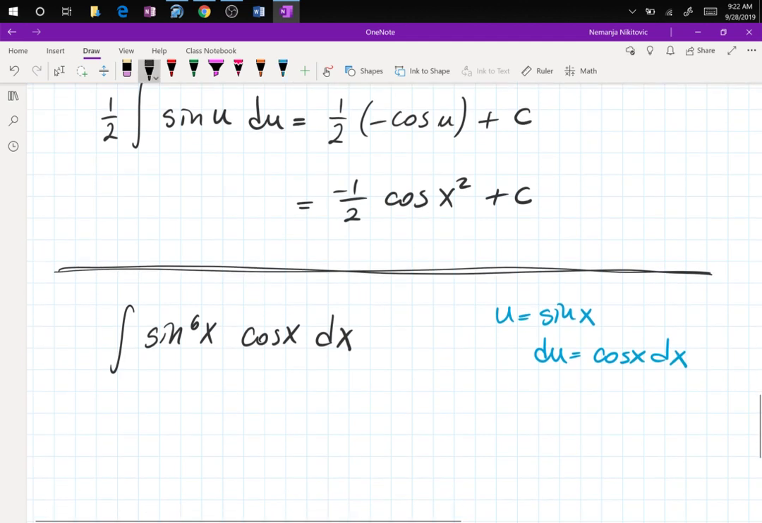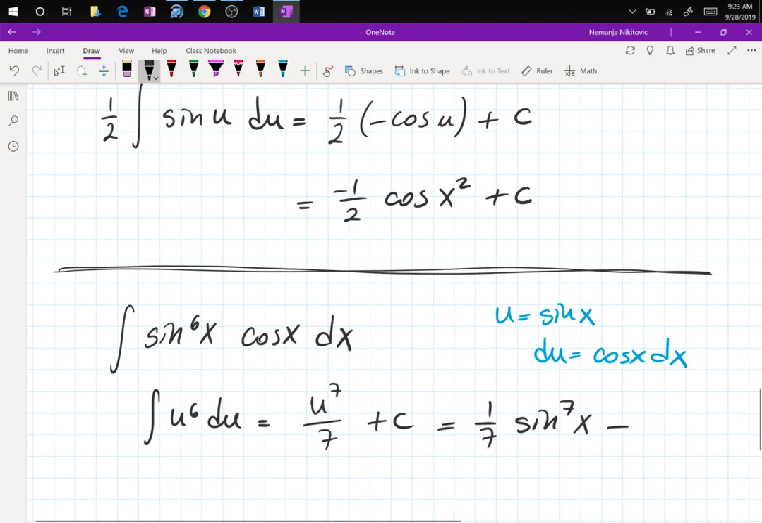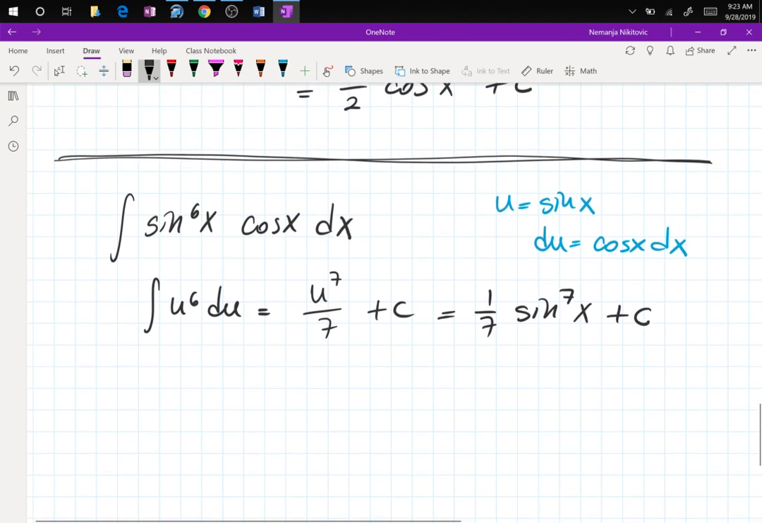So now the integral changes into u to the 6 du. Sine x was set up to be u, and then you have u to the 6, and we're good to go. So at this point we have u to the 7 over 7 plus c, and then we have 1 over 7 sine to the 7 x plus c.